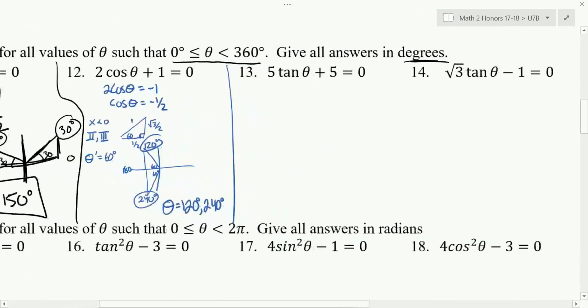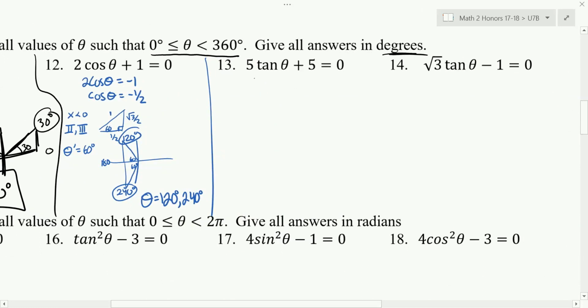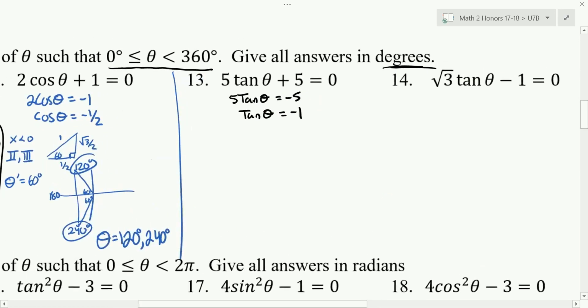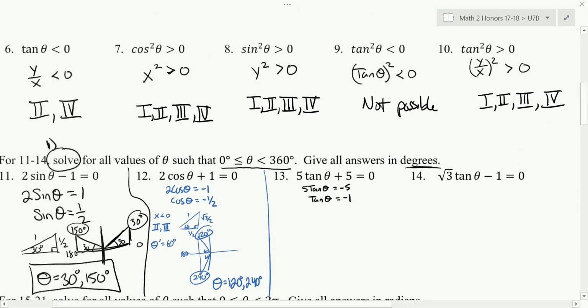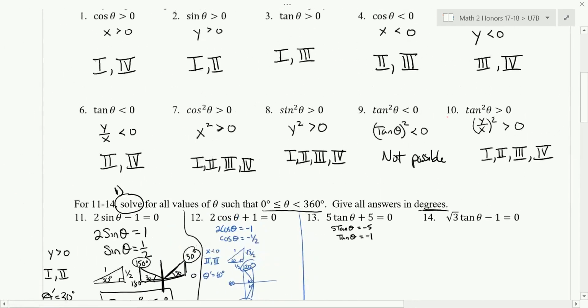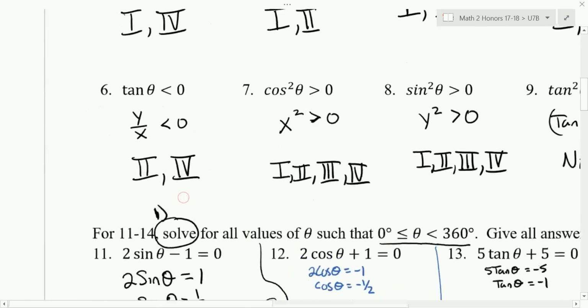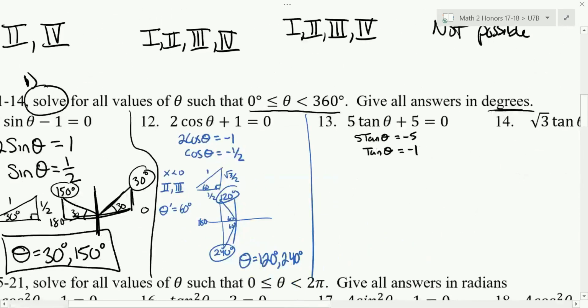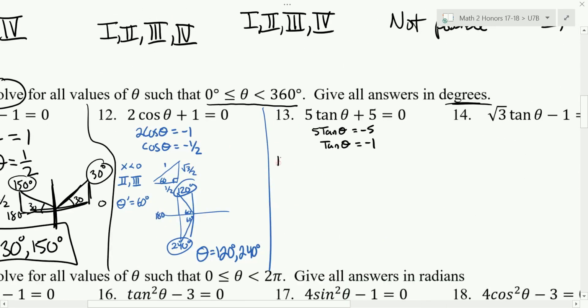Number 13, solve for tangent by subtracting 5, and you get 5 times the tangent of theta is -5. Divide by 5, you get tangent of theta is -1. And so then you're asking, well, when is tangent negative? And we asked ourselves that back in number 6. And we answered, and we got quadrants 2 and 4. So we know we're going to have an answer in quadrant 2 and 1 in quadrant 4.